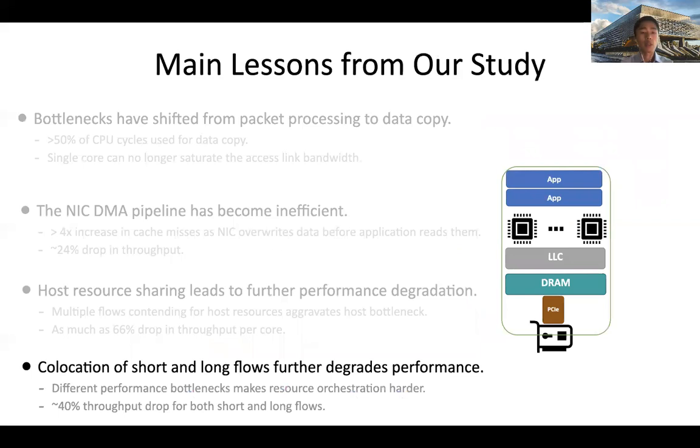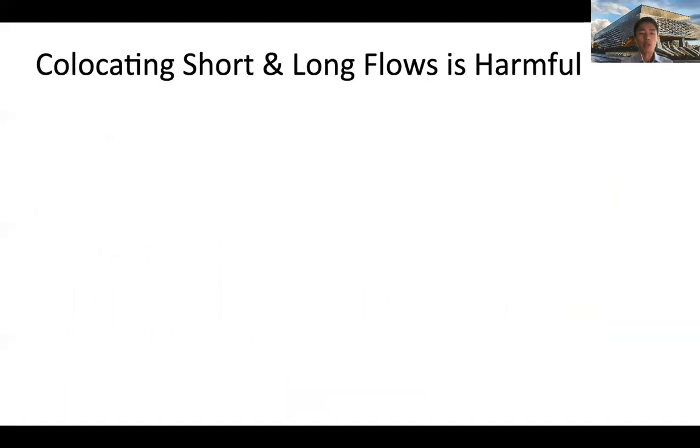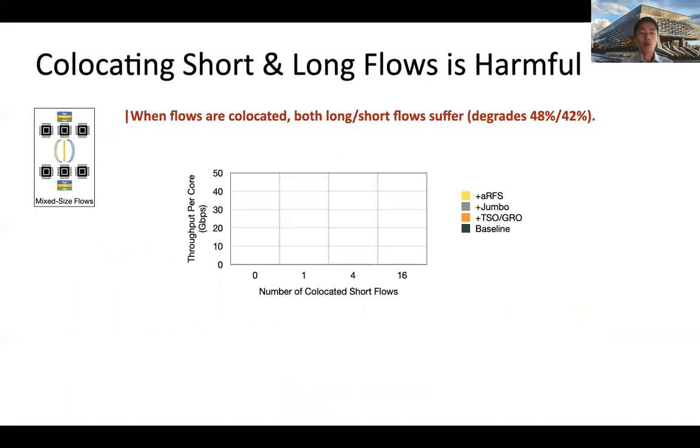Finally, let's discuss how co-locating short and long flows degrades the performance. We see that throughput per core degrades when co-locating long and short flows. Specifically, the overall throughput per core reduces by 47%, while long flows degrade 48% and short flows degrade 42%.